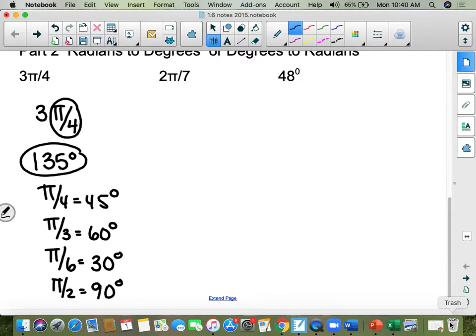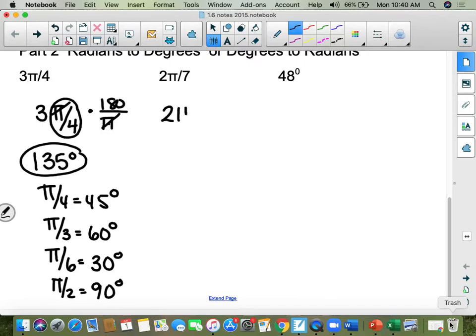If you don't want to do it this way, you can multiply it by 180 over pi, because 180 and pi stand for the same thing. Cancel out the pi's. 3 times 180 divided by 4 is 135. So that's another way you can do it.